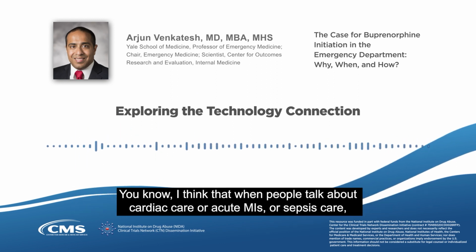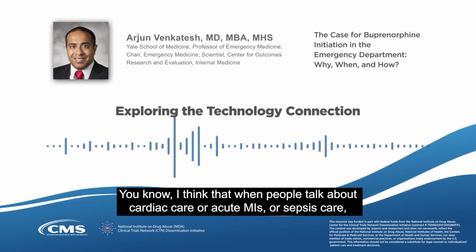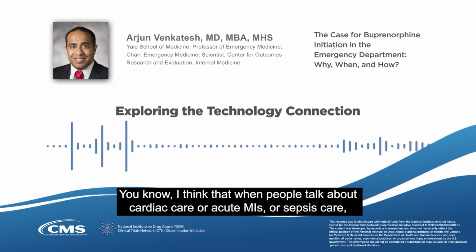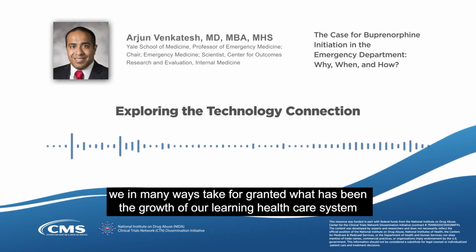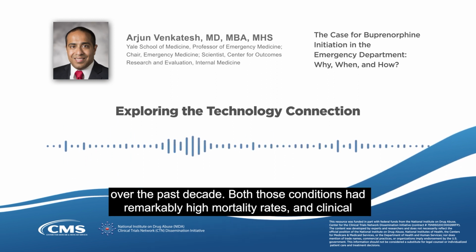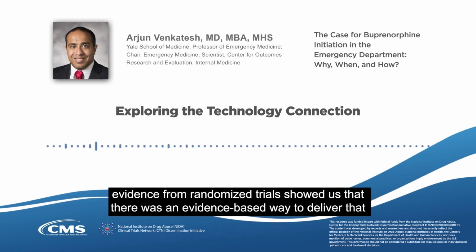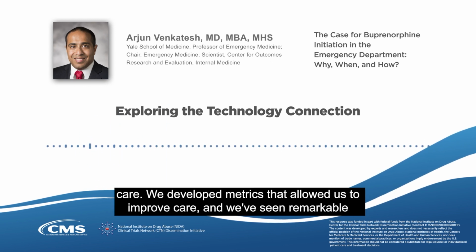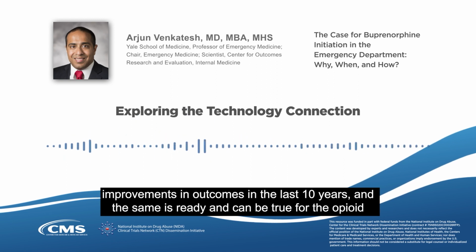Yeah, thanks for having me. I think that when people talk about cardiac care or acute MIs or sepsis care, we in many ways take for granted what has been the growth of our learning healthcare system over the past decade. Both those conditions had remarkably high mortality rates, and clinical evidence from randomized trials showed us that there was an evidence-based way to deliver that care. We developed metrics that allowed us to improve care, and we've seen remarkable improvements in outcomes in the last 10 years. And the same is ready and can be true for opioid use disorder.